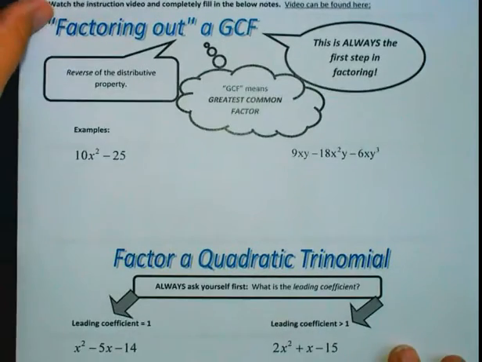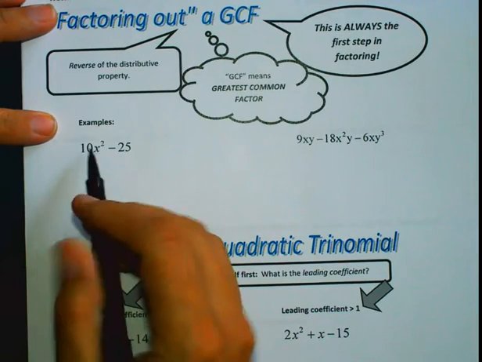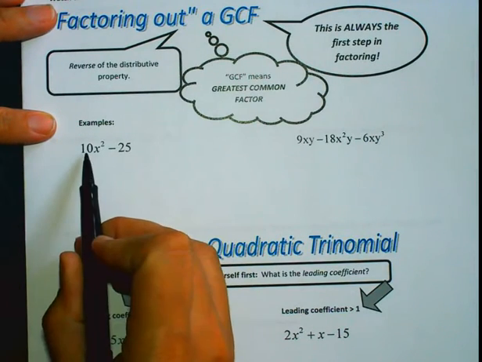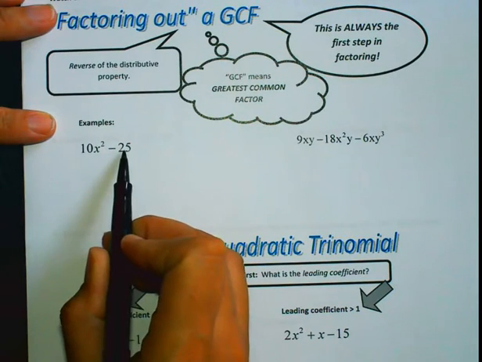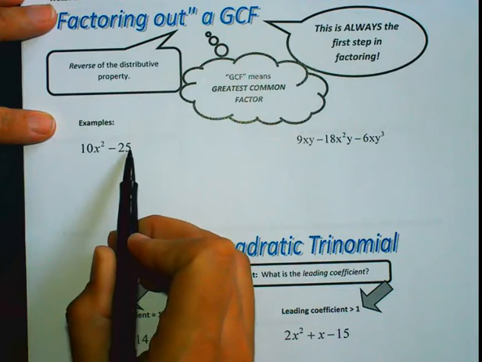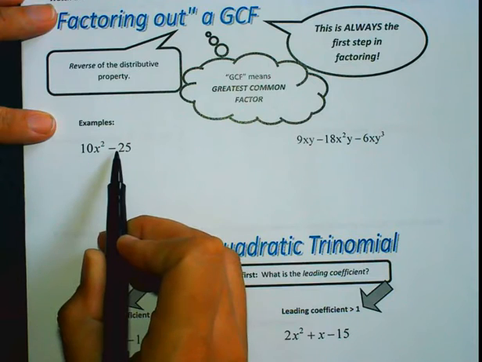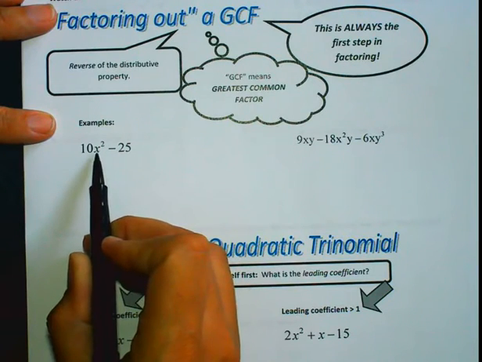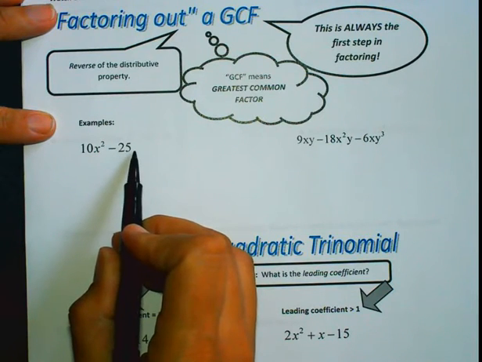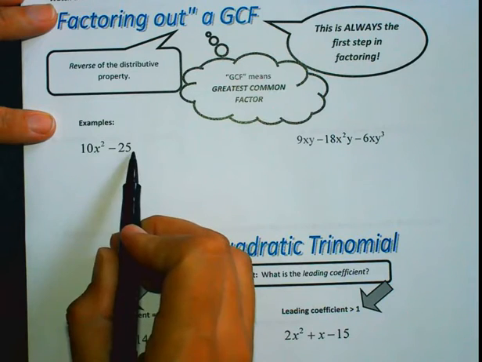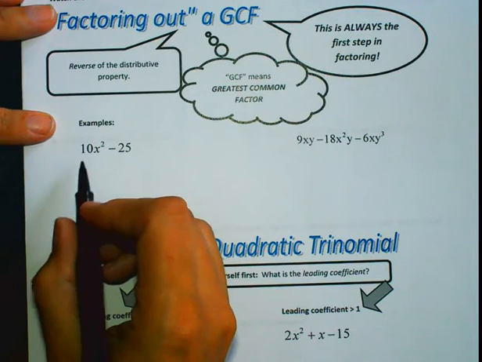Okay, let's look at a few examples, even though you should also already know how to do this. First you're going to look at the numbers. We're looking at 10x squared and 25. So 10 and 25. You need to find the greatest factor of 10 and 25, which we know in this case would be 5. Then you want to look at the variables. There is a variable x squared, and there's no variable here, which means that there's no greatest common factor for the variable. So the only thing that we can factor out of this is a 5.